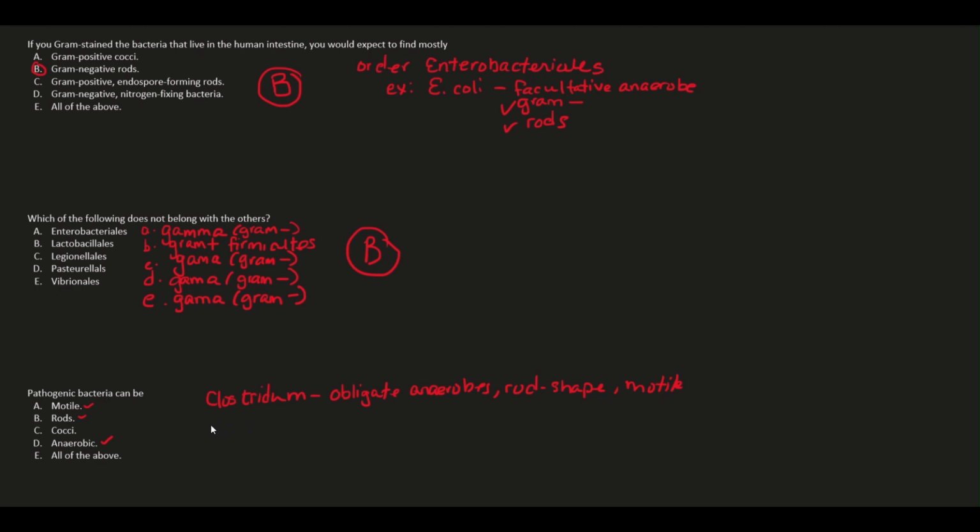Let's give another example. Veillonella, which are motile, coccus shape, and they're anaerobic. So you have anaerobic, cocci, and they're motile. So the answer, since all of them are checked, would be E. All of the above.